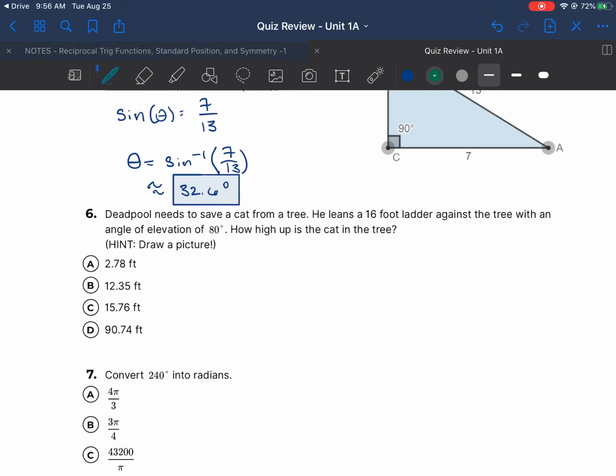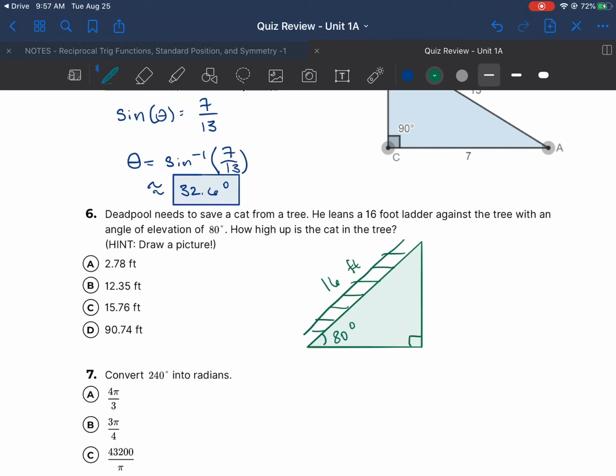All right, looking at problem 6, Deadpool needs to save a cat from a tree. He leans a 16-foot ladder against the tree with an angle of elevation of 80 degrees. How high up is the cat in the tree? Hint, draw a picture. So let's do that. Here's our tree. Here's our ladder. Notice that we are making a 90-degree angle. And we know that the ladder is 16 feet long, so I'm going to make this picture actually look like a ladder. So our hypotenuse is 16 feet. We know the angle of elevation is 80 degrees.